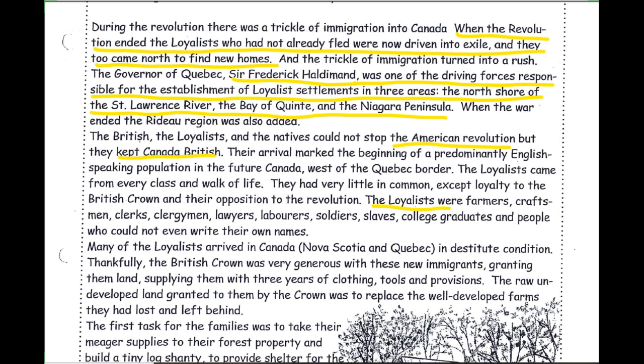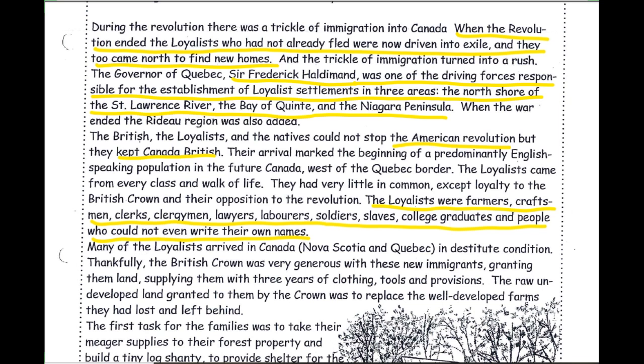The next sentence we're going to highlight. The Loyalists were farmers, craftsmen, clerks, clergymen, lawyers, laborers, soldiers, slaves, college graduates, and people who could not even write their own names. So, they came from very different walks of life. They all had different experiences in life. They were all quite different types of people.